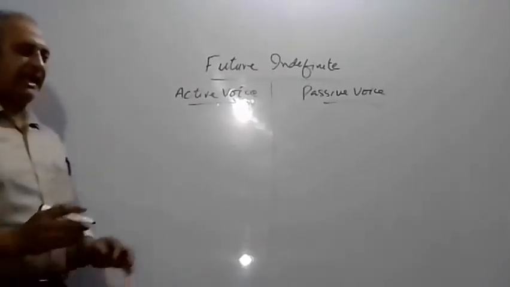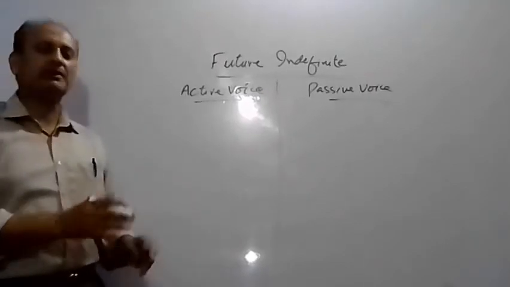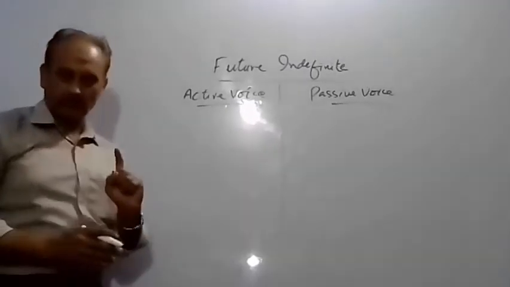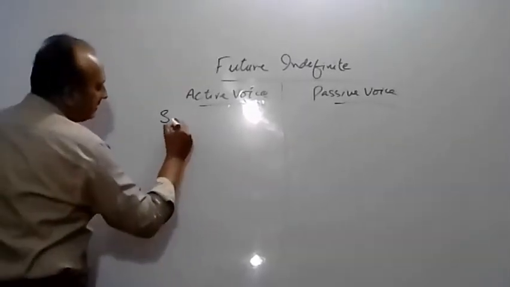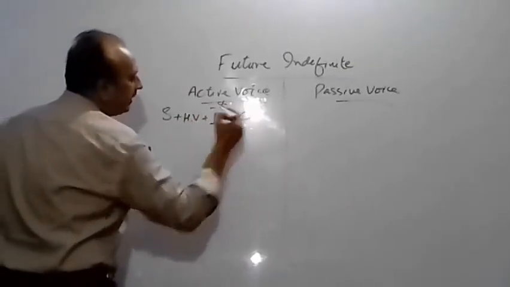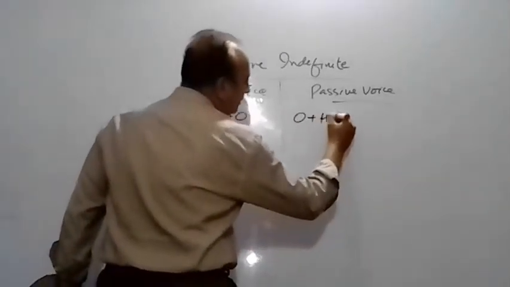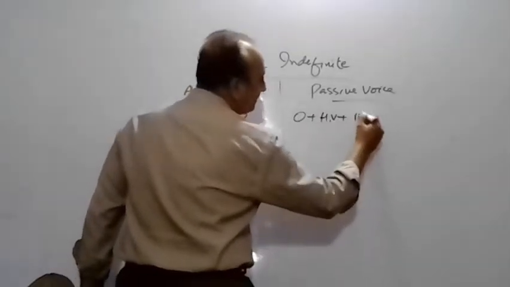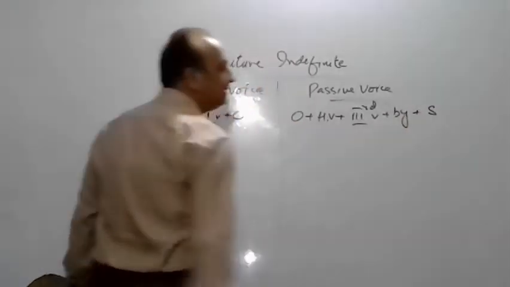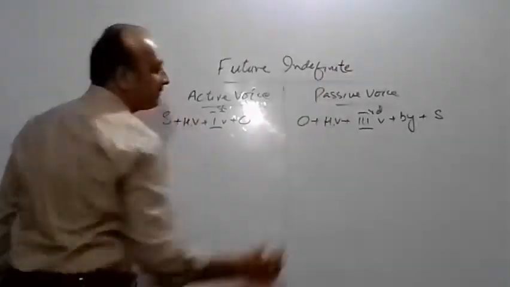Future indefinite tense has a very close resemblance with the present indefinite tense. Why? Because the formula that is applied in both of these tenses is the same. Right? What is the formula? Subject, helping verb, first form of verb, and object. Clear? And in passive voice, we have the same formula: object, helping verb, third form of verb, plus by, and then plus subject.